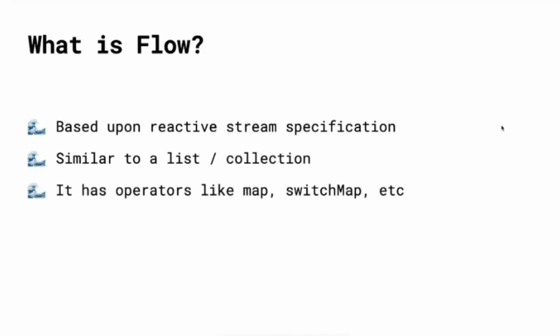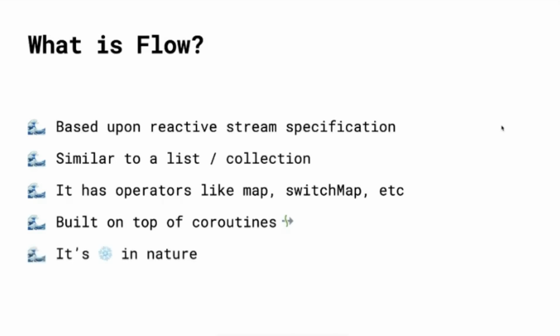And similar to a list or a collection, it has a lot of operators like map, switchMap, etc. Flow is built on top of coroutines, which is really nice. The only difference, like I said, is that it's similar to a list or collection, but the only difference between a list and a Flow is that Flow is actually cold in nature. We will see what this actually means as we go through the presentation.